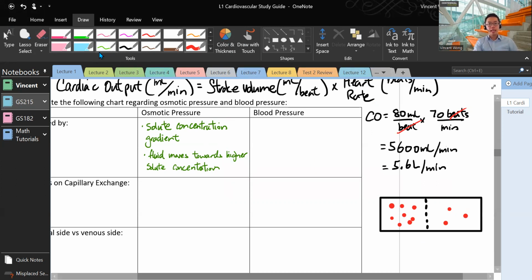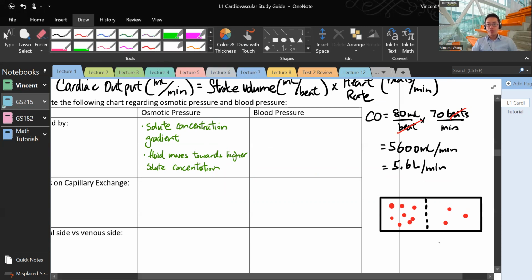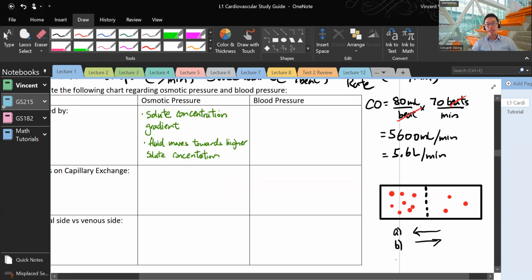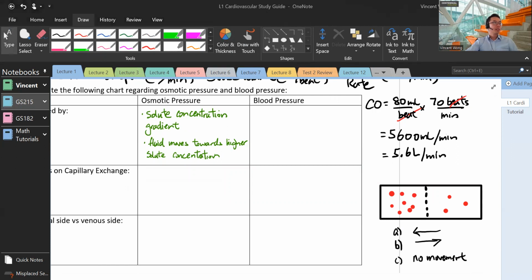So my question is for you: does the water move to the left, or does the water move to the right? I'm talking about the water. So this is part A. A is moved to the left, B is moved to the right, and C is no movement. Okay, it's time for another poll. Let's go for it.